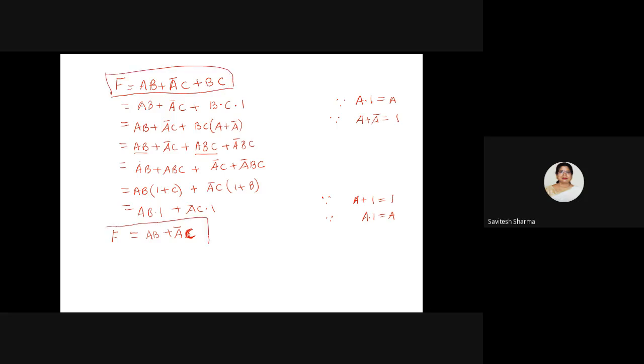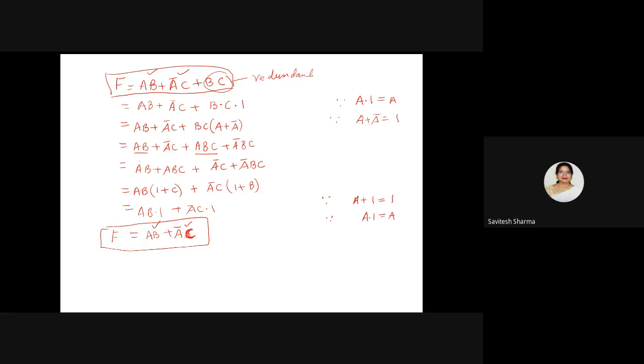So what you noticed here, I started from here and I reached here. You identify AB is here, AB is here. A complement C is here, A complement C is here. But BC is not present in my final expression. So what you understand? That this BC term is actually your redundant term.